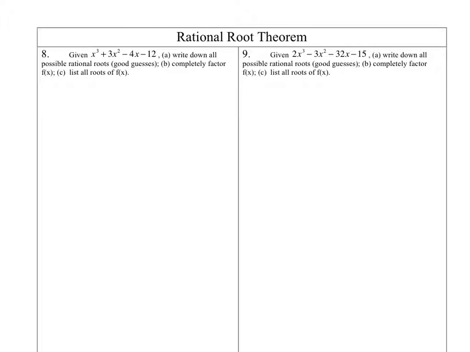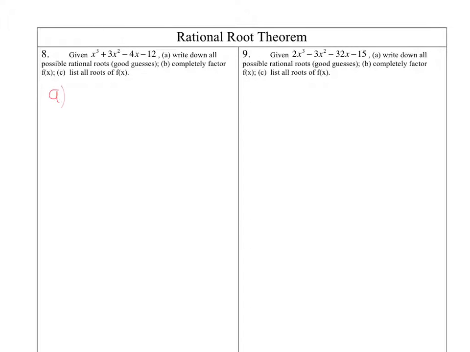And finally, we're looking at the rational root theorem. We're given a couple problems, and we've got to try to factor them. First one up, we've got x cubed plus 3x squared minus 4x minus 12. I can't give you that complex of a problem just because that takes forever. So we're going to start with something that's only cubic.